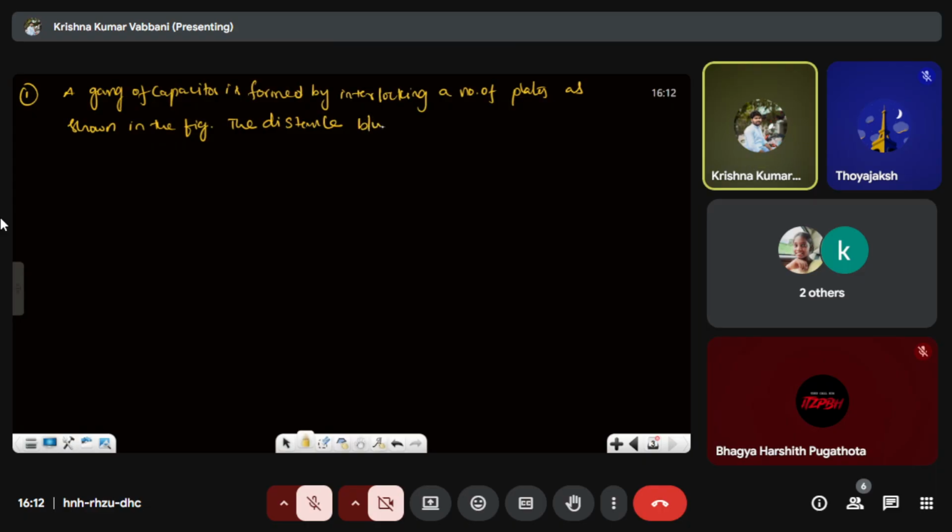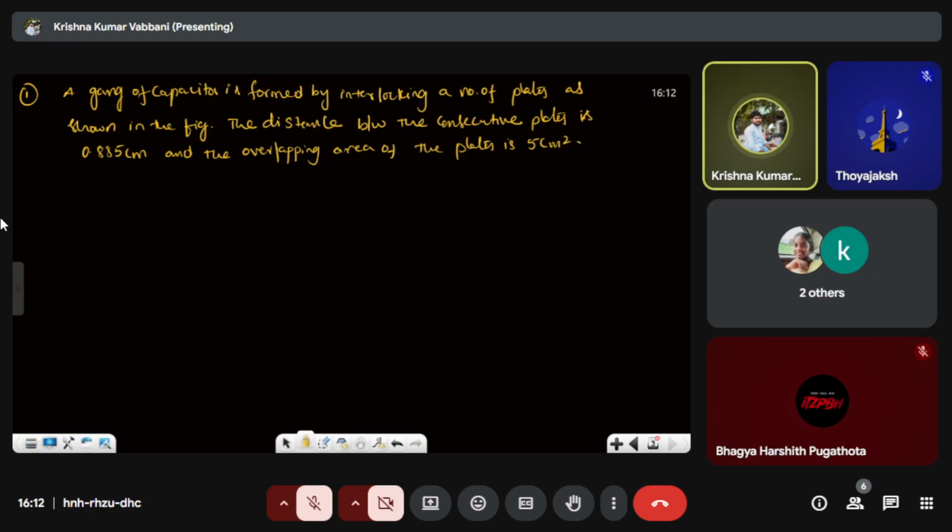So the distance between the consecutive plates is 0.885 centimeters, and the overlapping area of the plates is 5 centimeters square. Here they are asking the capacity of the unit, the capacity of the system. So this is the diagram they have given.